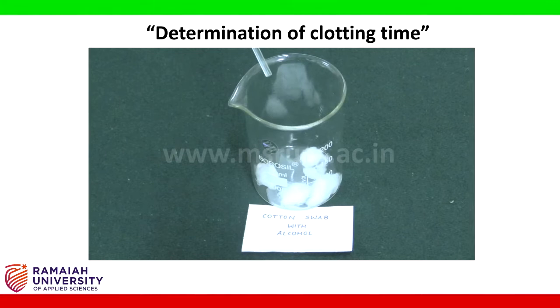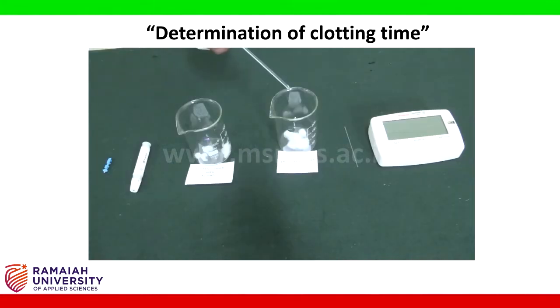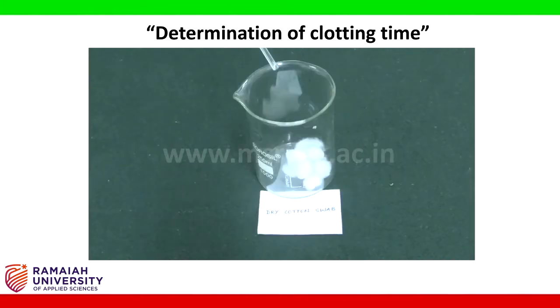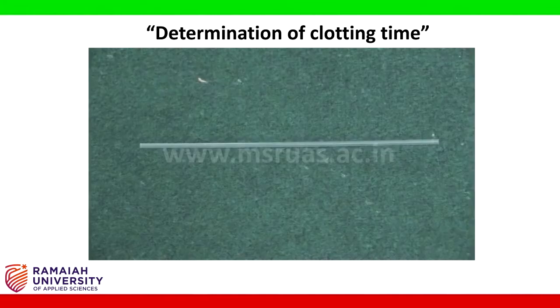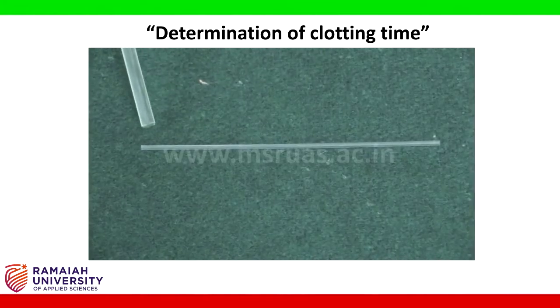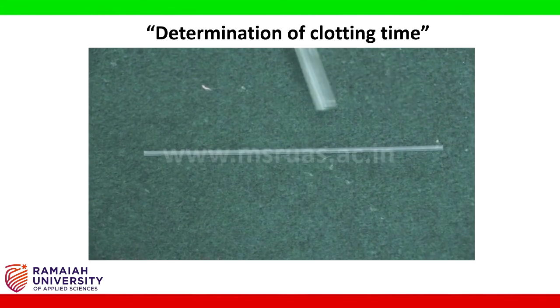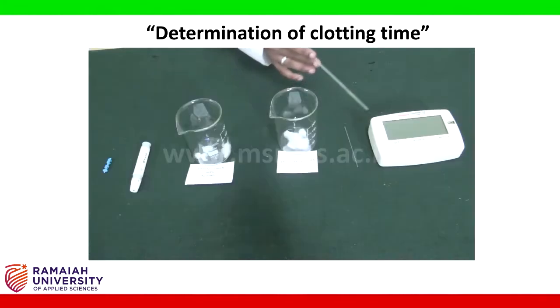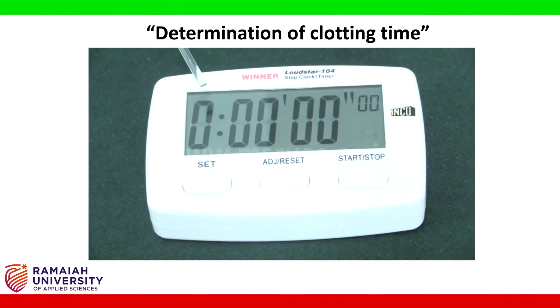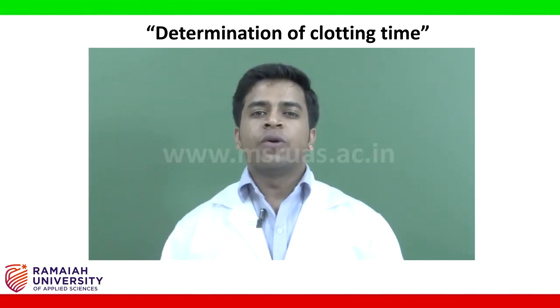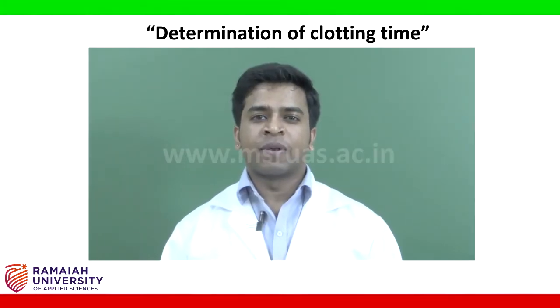Cotton swab with alcohol to sterilize the finger bulb. Dry cotton swab to remove the excess alcohol. Capillary tube: a glass capillary tube which is 8 to 10 centimeters in length and 1 to 2 millimeters in diameter. And a stopwatch to measure the time. Now let us start the clotting time experiment.